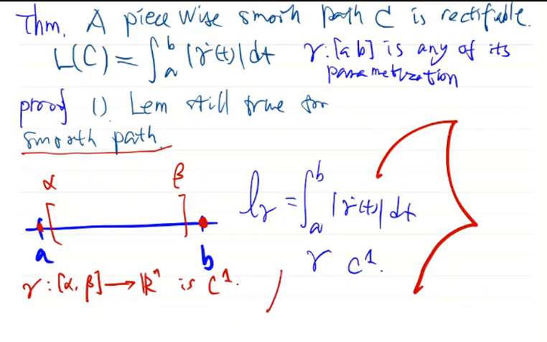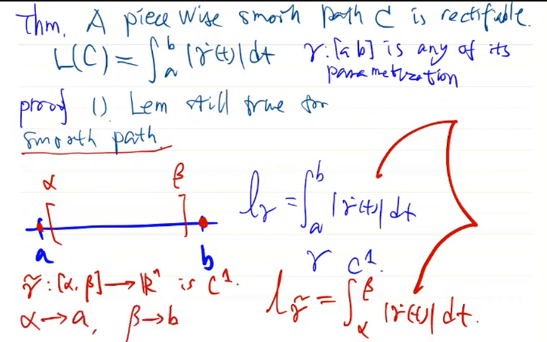Therefore, by the result, the length of the restricted curve gamma tilde, which is precisely gamma on alpha beta, is the integral. Now we let alpha go to a, beta go to b. If alpha and beta are very close to a and b respectively, then the restricted range will be very close to the range of gamma, and this integral will be very close to the integral over the interval a b. Using this idea, we can extend our lemma on C1 curves to smooth parametric curves. This is the first step to prove our theorem: extending the previous result from C1 to smooth parametric curves.